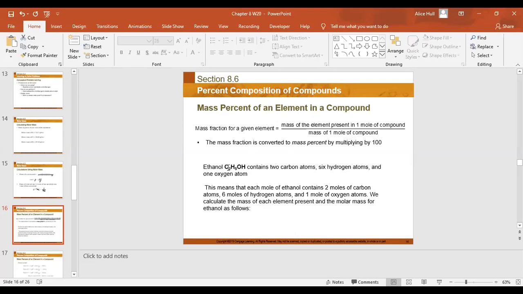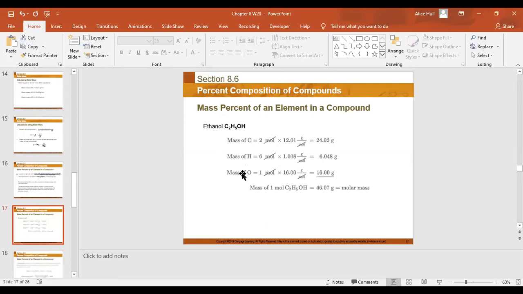So let's look at this, ethanol, C2H5OH. It contains 2 carbon atoms, we can see that there from the subscript, 6 hydrogen atoms. Well, we have 5 here plus 1 more here. This is just how the molecular formula is written out. And then we have 1 oxygen. This means that each mole of ethanol contains 2 moles of carbon atoms, 6 moles of hydrogen, and 1 mole of oxygen. So we calculate the mass of the element that's present and the molar mass for the ethanol as follows. I put this in here so you guys can look back at it. So let's take a look.